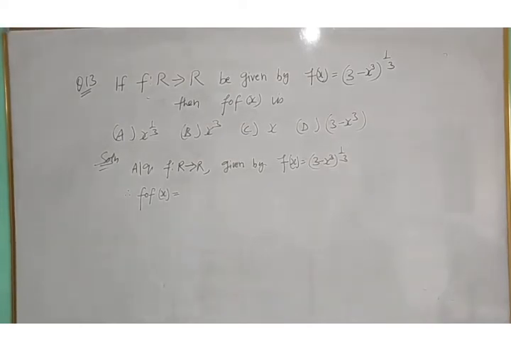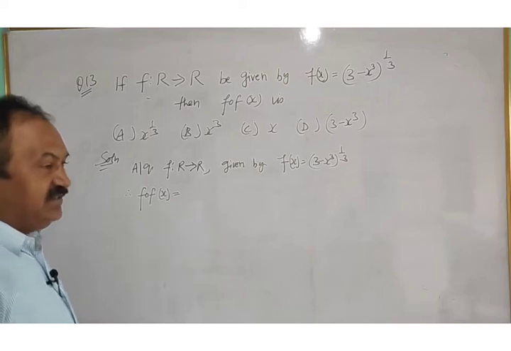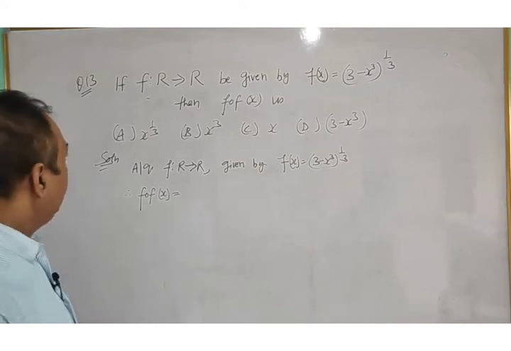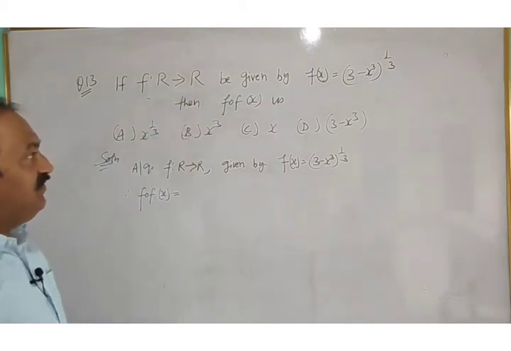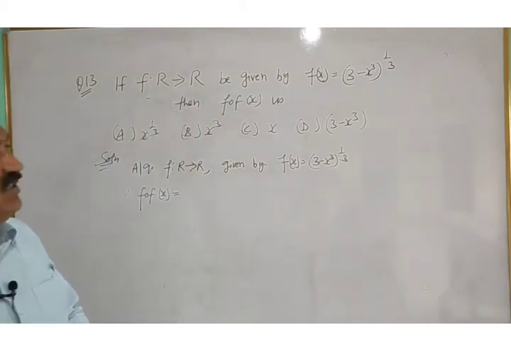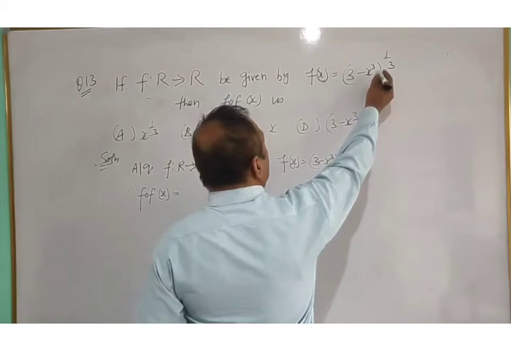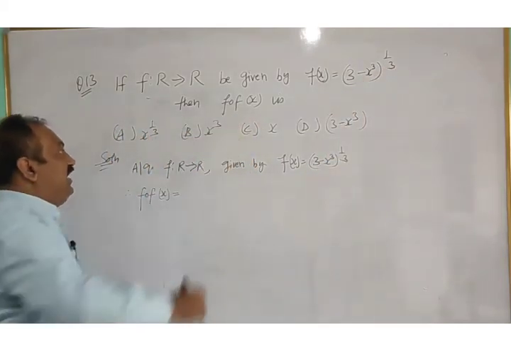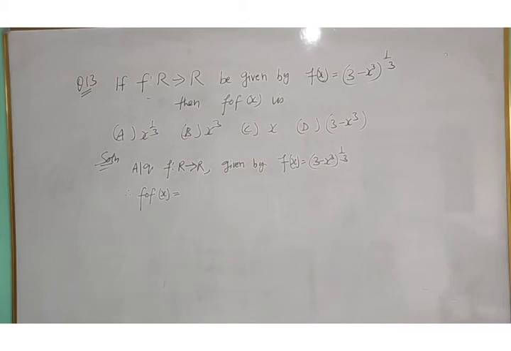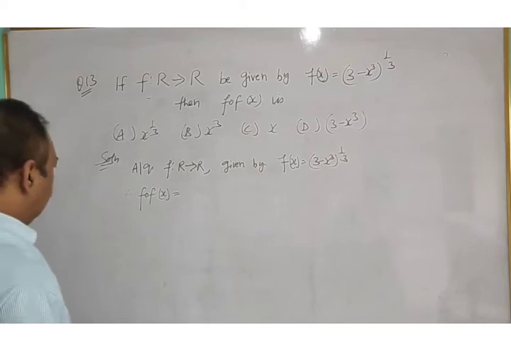Now let us discuss question number 13, exercise 1.3. If f is a function from real numbers to real numbers given by f(x) is equal to (3 minus x cubed) raised to power 1 by 3, then f of f(x) is: option A, x to the power 1 by 3; option B, x cubed; option C, x; and option D, 3 minus x cubed.